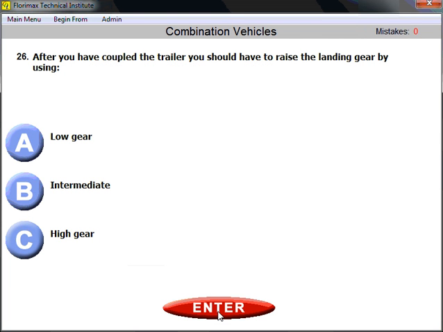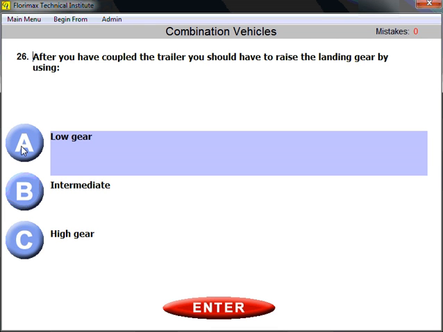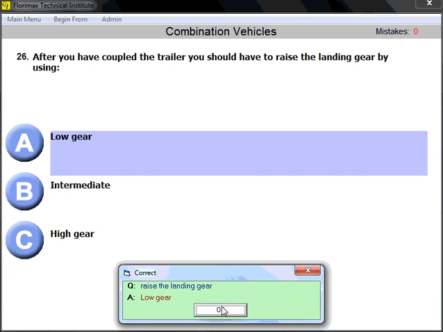Question number 26. After you have coupled the trailer, you should raise the landing gear by using what? By using low gear. The logic is the same. Every single thing you have to do with caution, preferably slowly, securely. So low gear provides you with security. You need to raise the landing gear by using low gear.